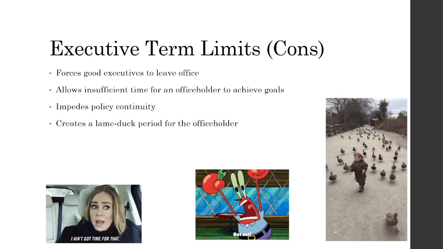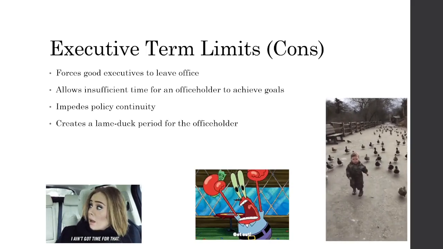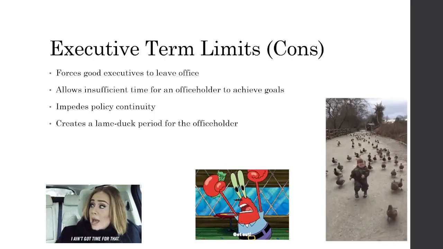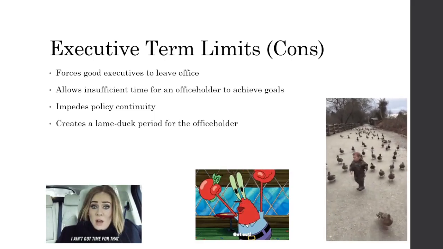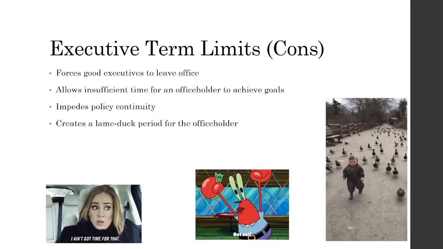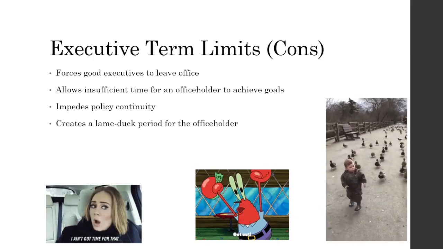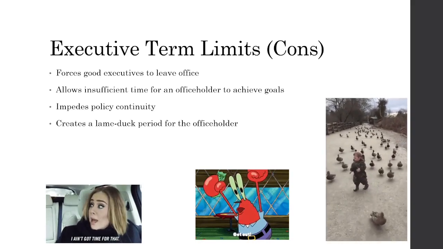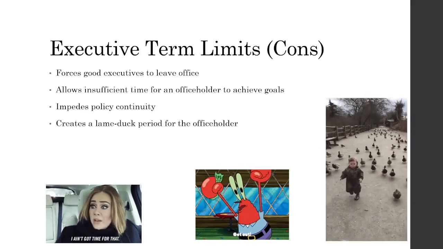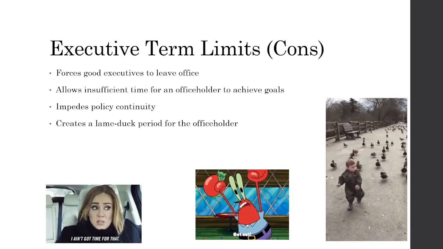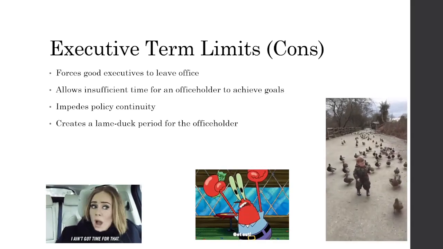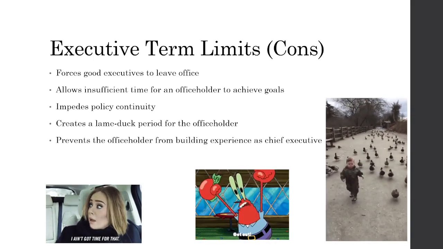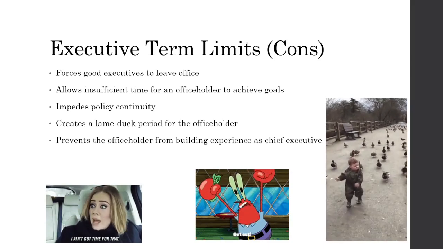It also creates a lame duck period for the office holder. Now, what does that mean, a lame duck period? That's essentially the period between an election when someone is voted in and wins the election before the time that they are brought into office. So in America, this is about 2 months from election day to early January. And this can range from country to country. And this can be created as a result of term limits because they have to bring in someone else and approve them and do all that fun stuff. It also prevents the office holder from building experience as a chief executive. So in America, you have 2 term limits. In Nigeria, same thing.